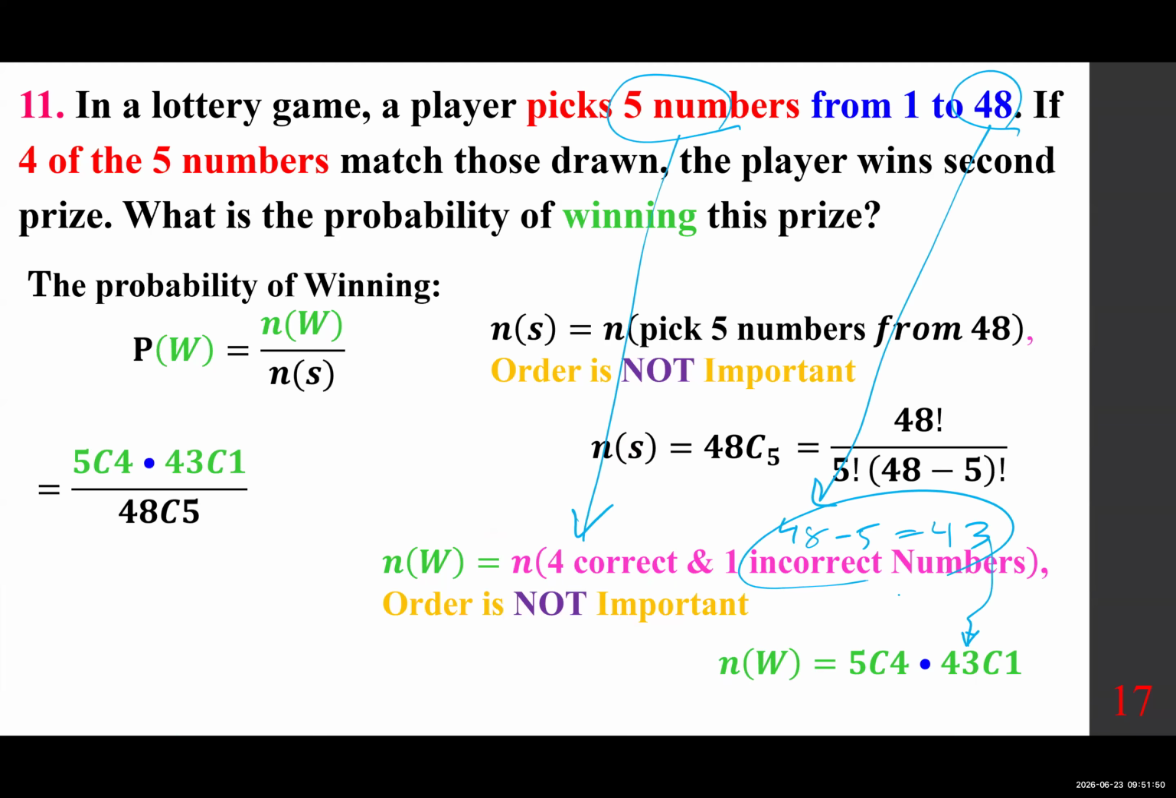So the product of these two, 5C4 times 43C1 over 48C5, that is a combination, whatever the answer might be. I hope you understand the concept. And the answer is that, and you can simplify it. And if you want to go with decimal, you go many. You always write the fraction as the exact answer. If you want to go with the decimal, you write many, many, many decimals.